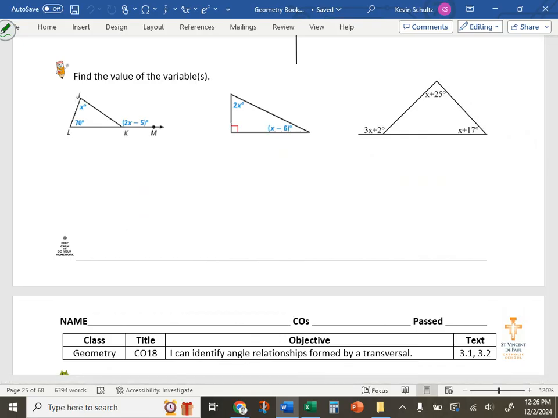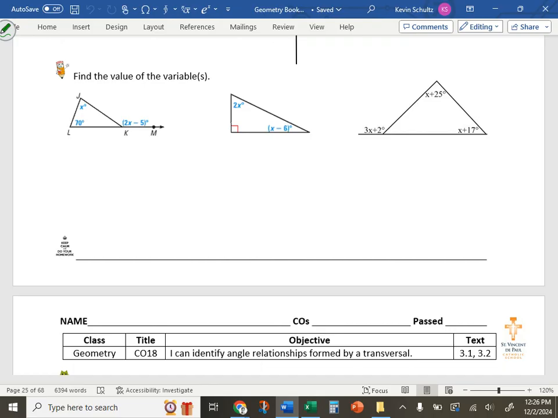Okay, find the value of the variable or variables. We have three diagrams here. The first one, we've got x, we've got 70, and we've got on the outside 2x minus 5. Again, we've talked about this. Geometry is all about relationships. What is the relationship or the equation you can make based on the information that you have here? Recognize what you have. Do you have all three angles of a triangle? Do you have an exterior angle? If you do, how do they all connect?